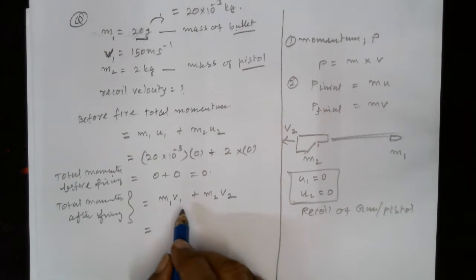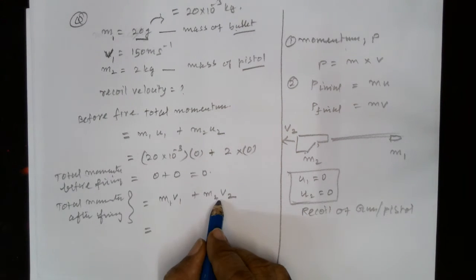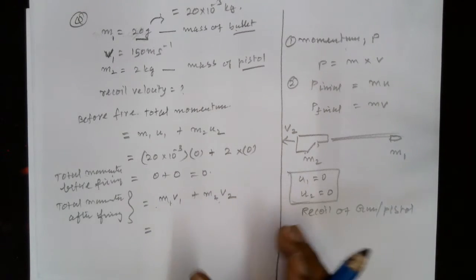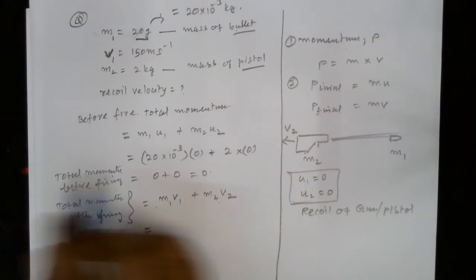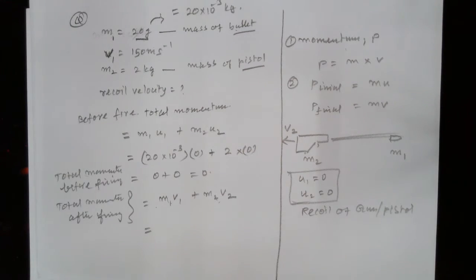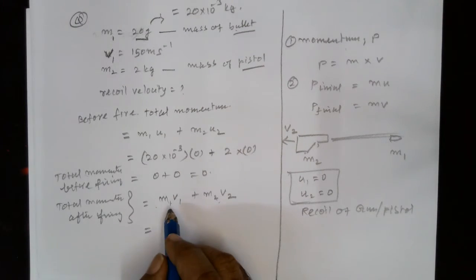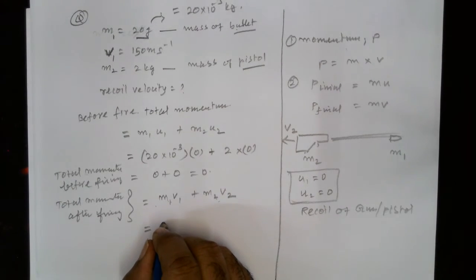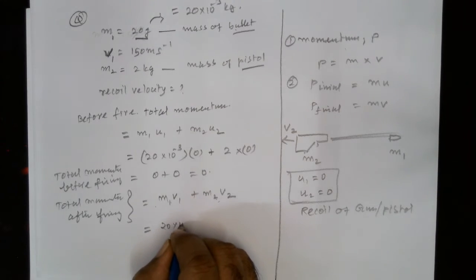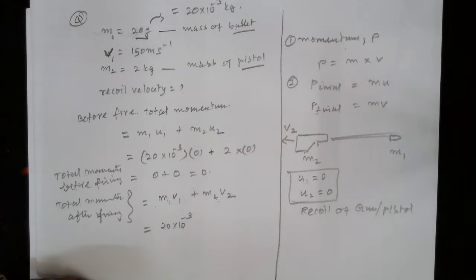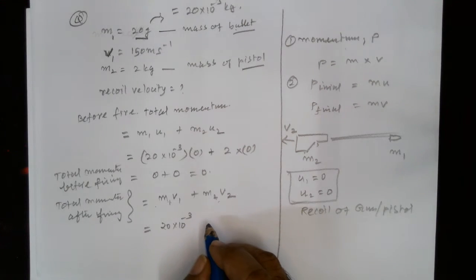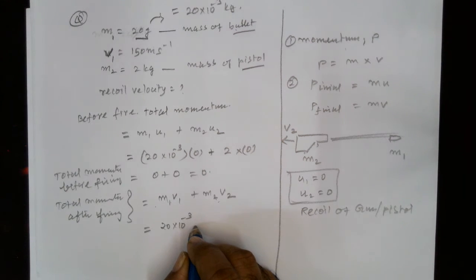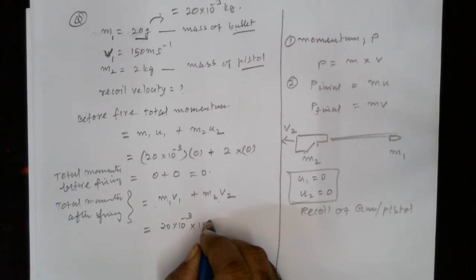In fact, M1 and M2 together will have the collective mass. Okay, so first let us calculate the total momentum after it is fired. What is the mass of the bullet? That is 20 into 10 power minus 3, is it not? And then what about the velocity of the bullet? 150, is it not? So into 150.